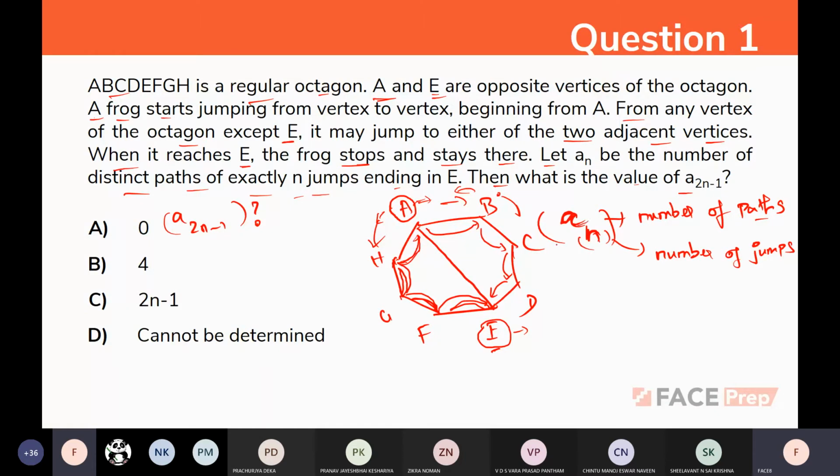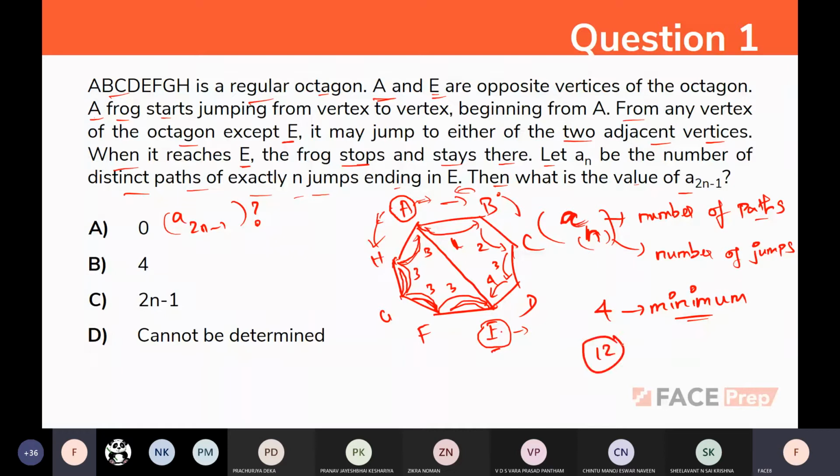See, 1, 2, 3, 4. So for the frog to jump from A to E, it needs a minimum of 4 jumps. 4 jumps is the minimum, the shortest path. In this case, 1, 2, 3, so here it is 3 jumps. Here it is 3 jumps, here 3 jumps, here 3 jumps. So in this case it comes 3 plus 3 plus 3, 12.